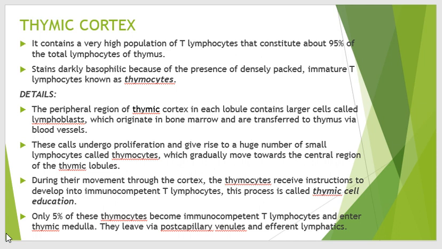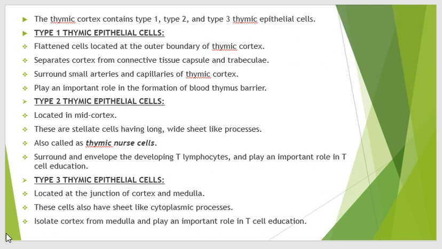During this process only 5% of thymocytes become mature immunocompetent T lymphocytes. The rest undergo apoptosis and are engulfed by the macrophages which are present in the cortex of thymus. The mature immunocompetent T lymphocytes enter the medulla and leave the medulla via the post-capillary venules and the efferent lymphatics.